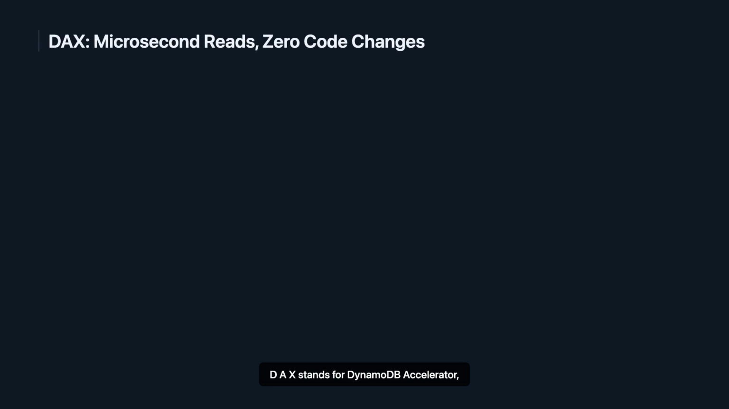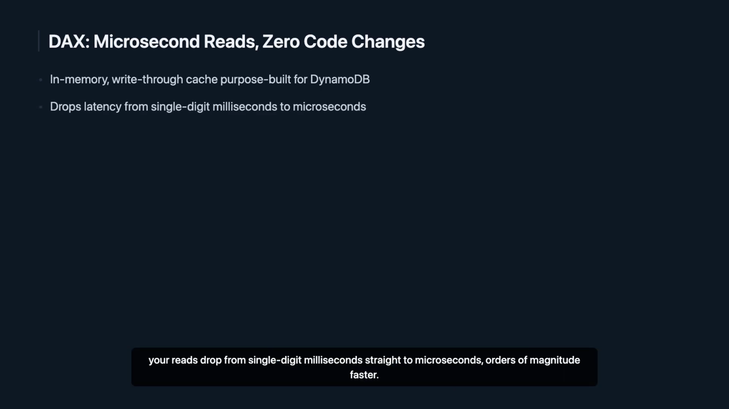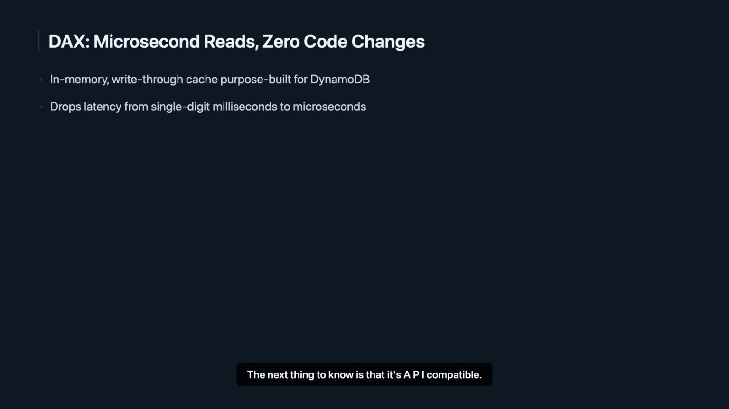DAX stands for DynamoDB Accelerator, and it's an in-memory write-through cache purpose-built for DynamoDB. The headline benefit is latency. Your reads drop from single-digit milliseconds straight to microseconds, orders of magnitude faster. The next thing to know is that it's API compatible. You swap the standard DynamoDB SDK client for the DAX client, and your application code stays identical.